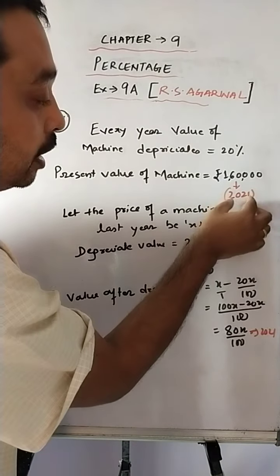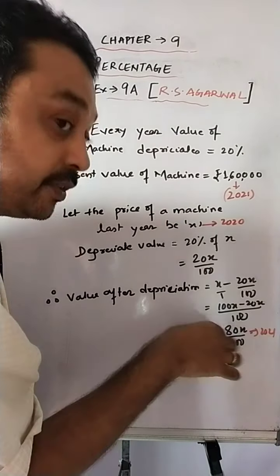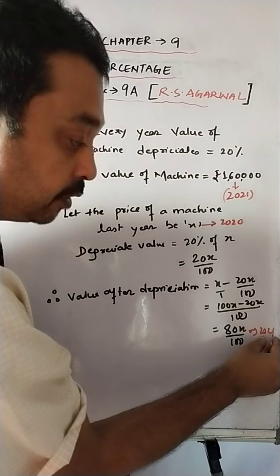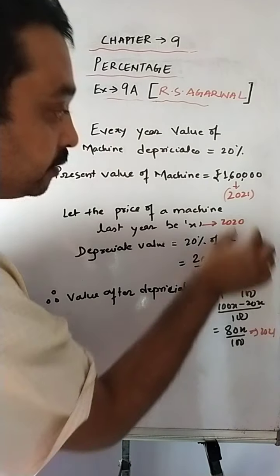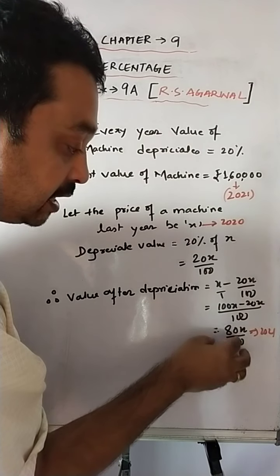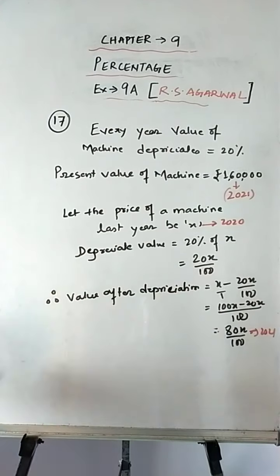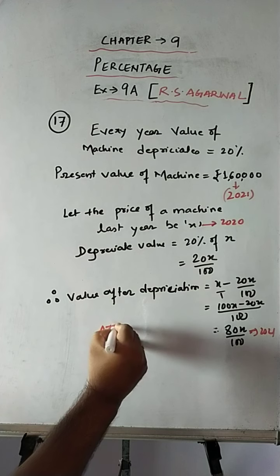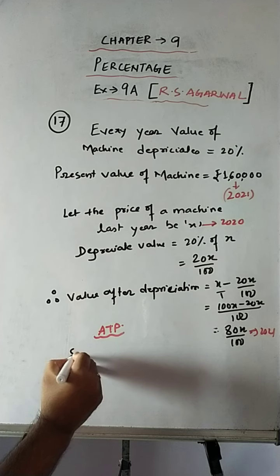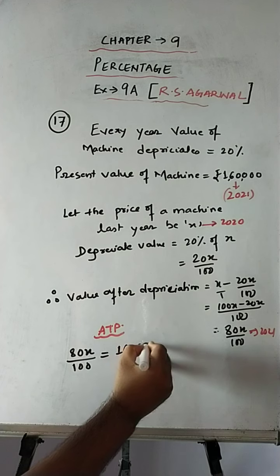The present value given is 1,60,000, and this is also the present value after depreciation, so these two values are the same. This is the price of the machine in the year 2021, and this is also the price of the machine in the year 2021. The only difference is that one is given with respect to X and the other is the main value given. So we'll compare them. According to the problem, 80X by 100 equals 1,60,000.